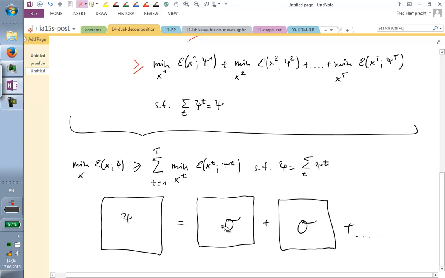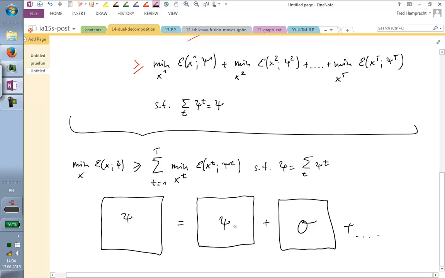Another extreme case would be that I take the first subproblem to be the original problem, and I make all other subproblems 0. Then I have not changed anything, and my lower bound is tight. However, my new subproblem is as hard to solve as the original one. And now the interesting cases are between these two extremes, and this is where the most successful algorithms are.